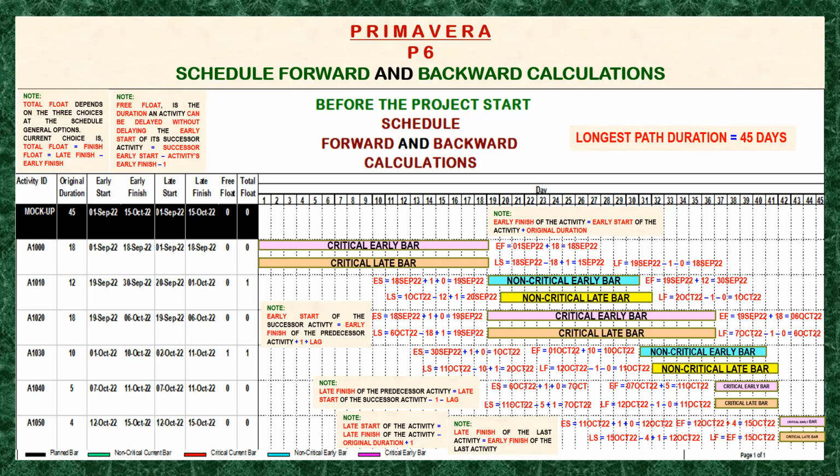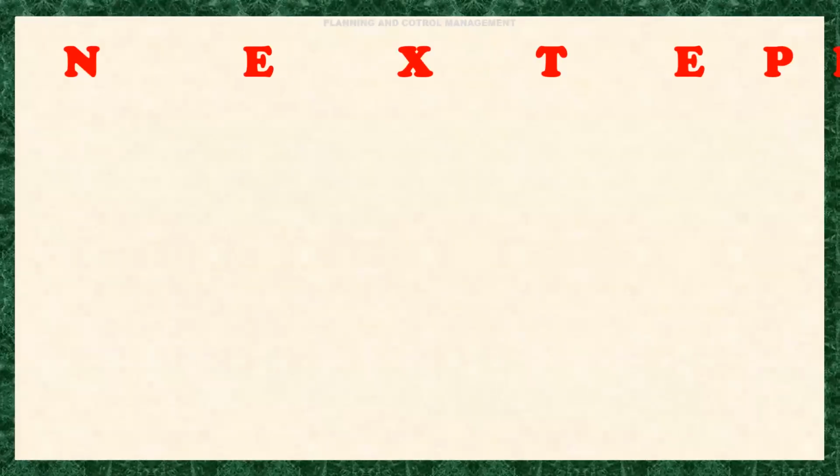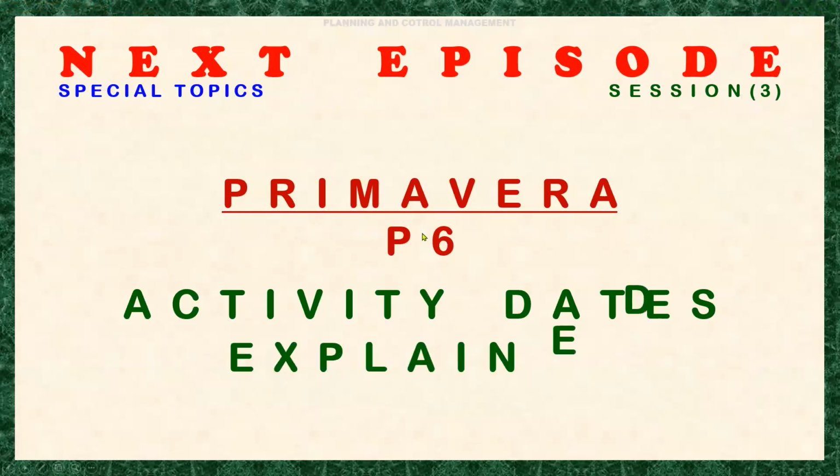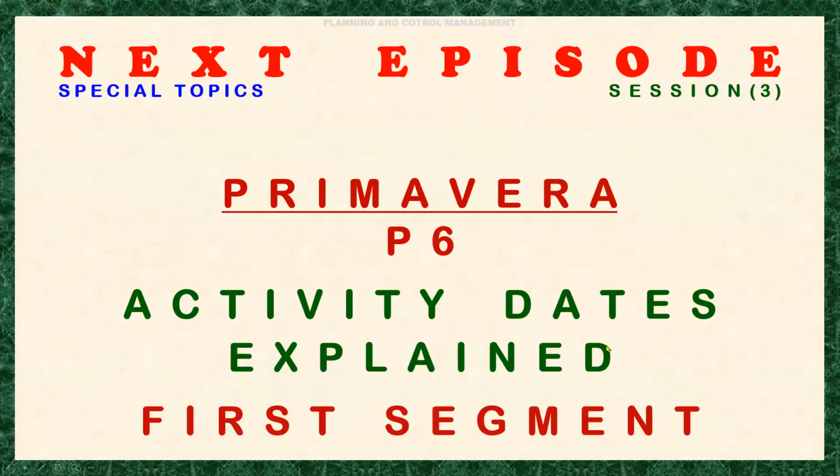And we will be taking a break here. Our next slide or episode is also on special topics, session 3. This is about Primavera P6 activity dates explained, first segment. We will be explaining the different types of activity dates.